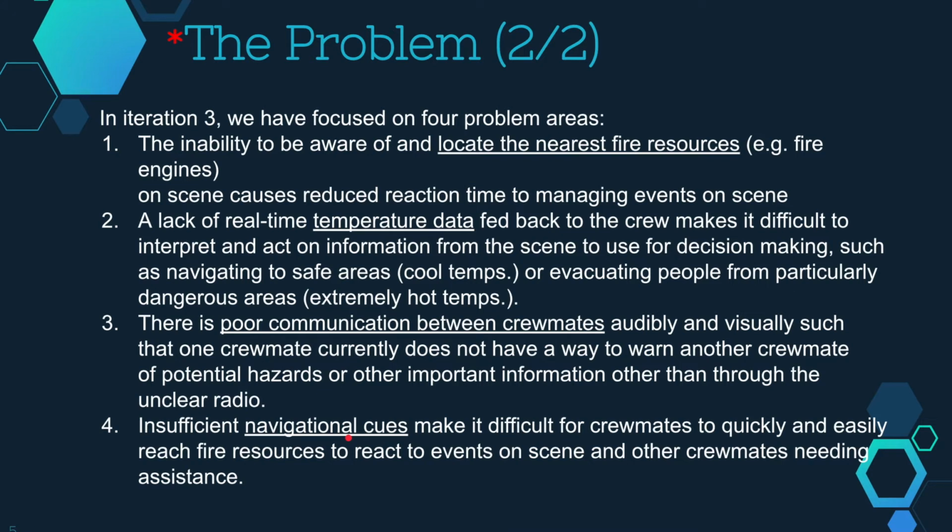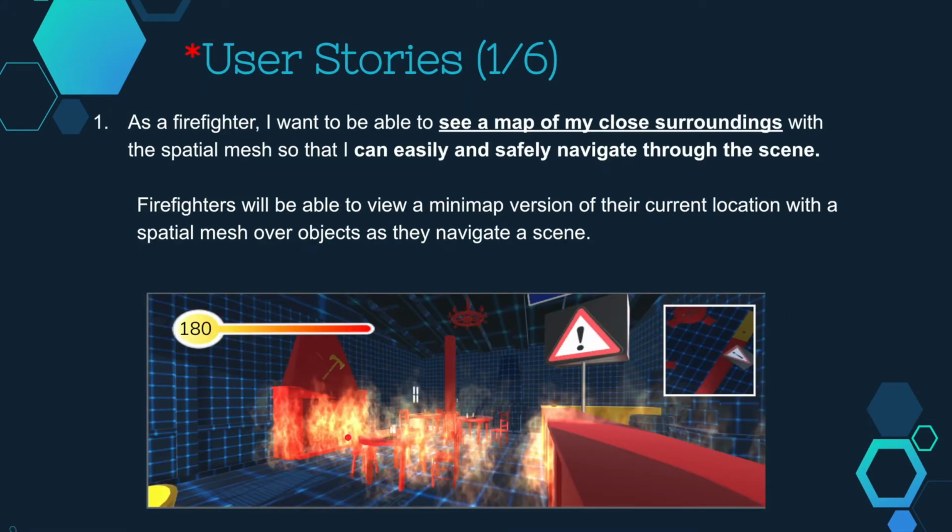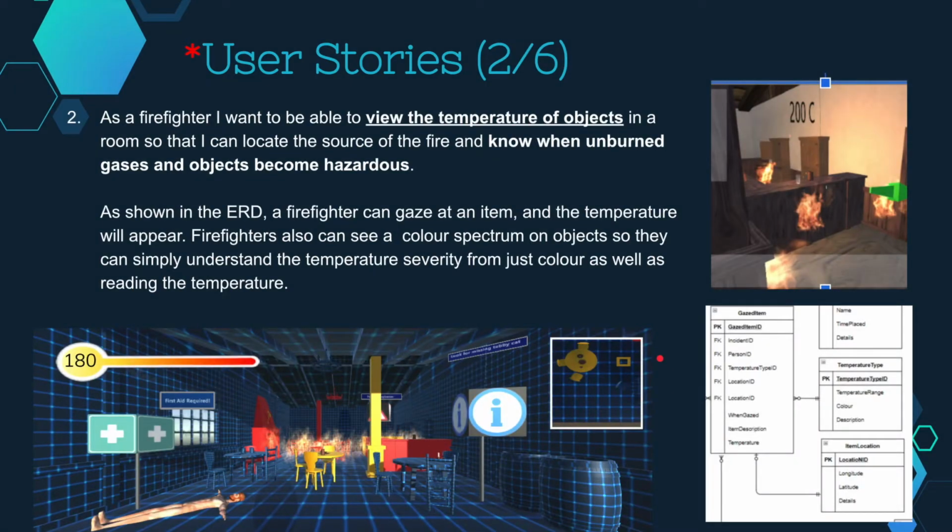We've broken our problem down into 6 separate user stories to focus on in this prototype. The first is having firefighters see a map of their close surroundings so that they can easily and safely navigate through the scene. Secondly is having the firefighters be able to view the temperature of objects in the room so that they know when unburned gases and other hazards become serious.